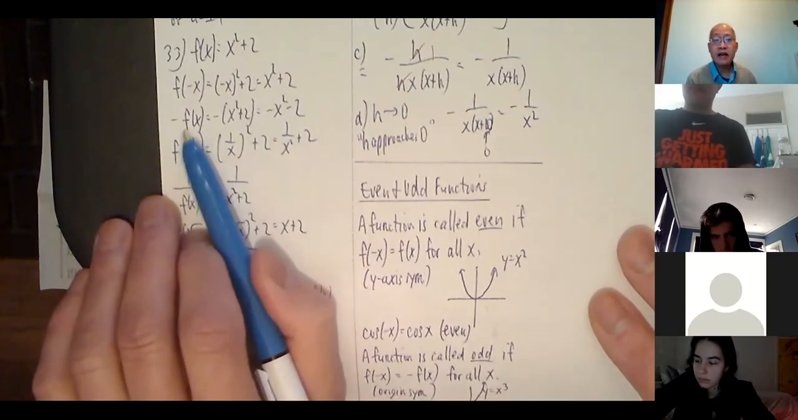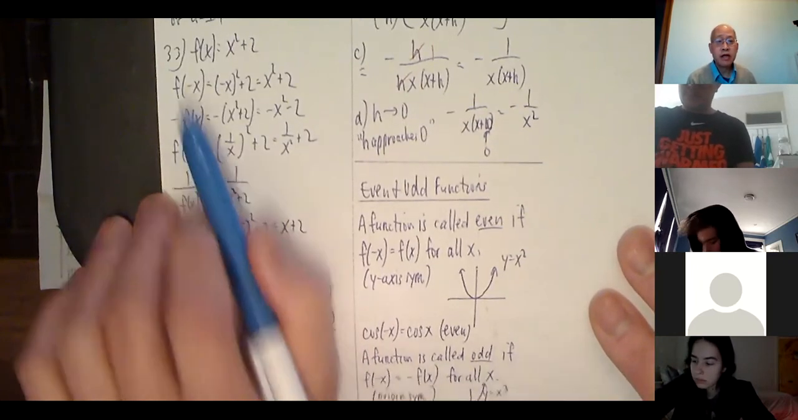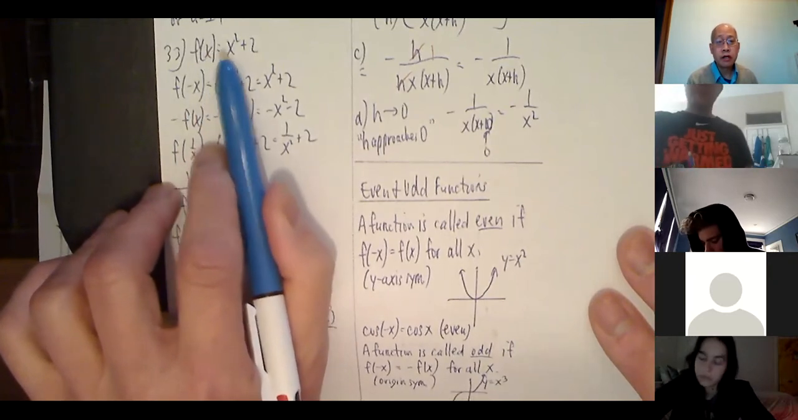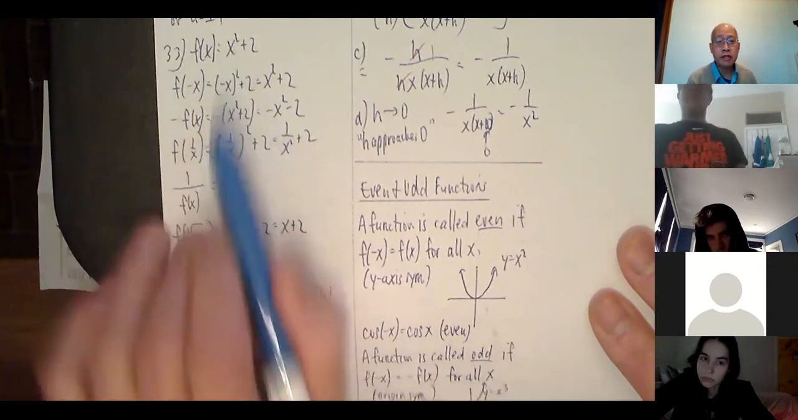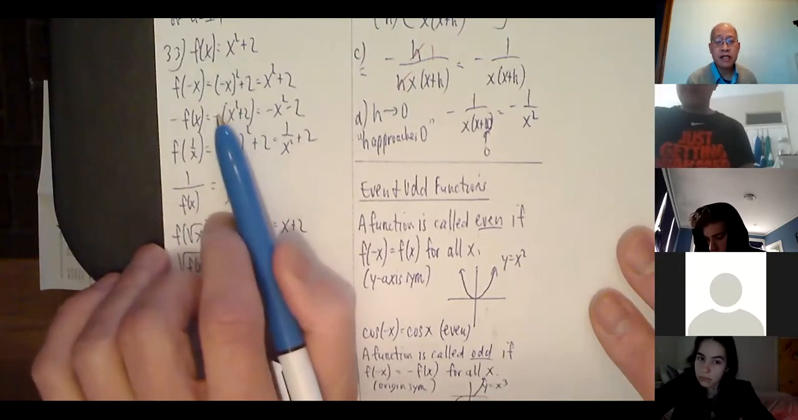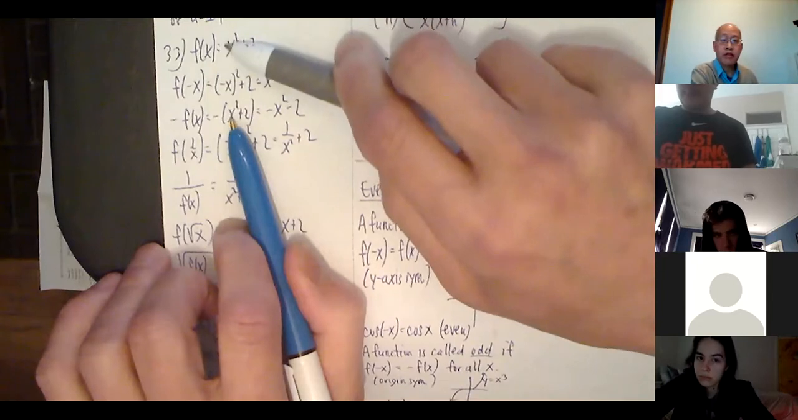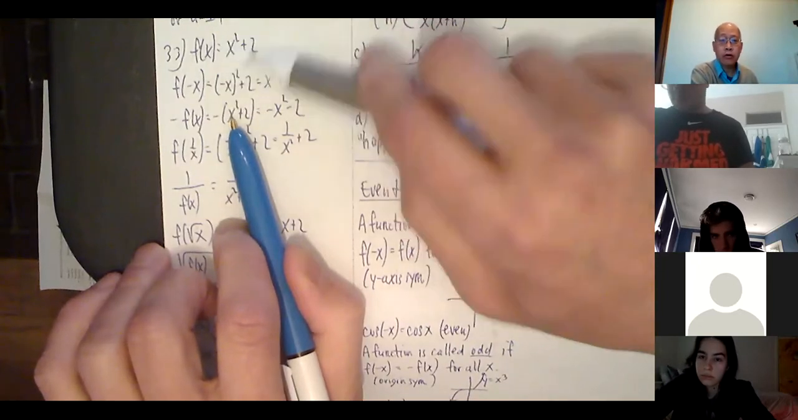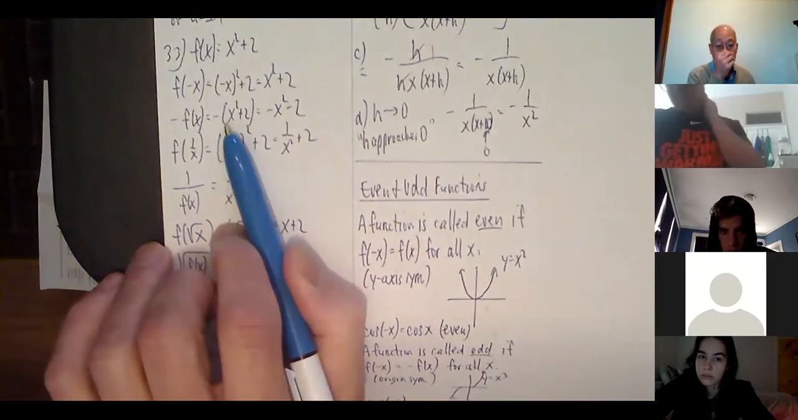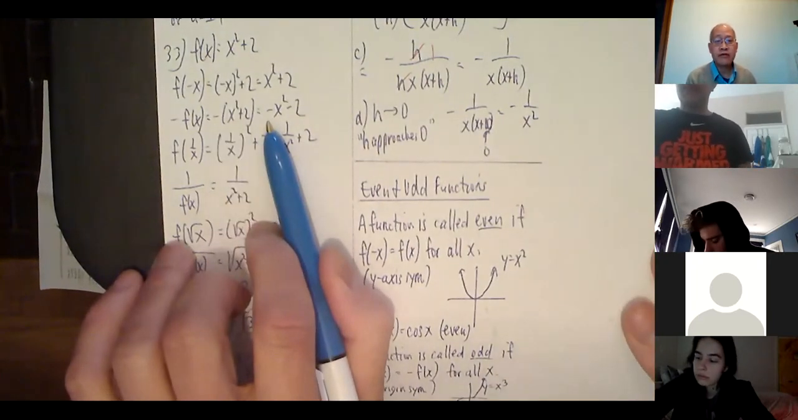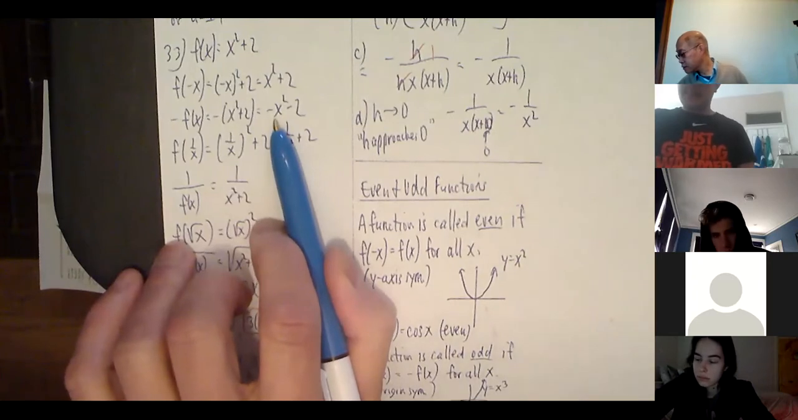Negative f of x just means this is f of x, right? So just give me the opposite of the original, but you do have to put it in parentheses. So it's negative parentheses x squared plus 2. In other words, don't just put the minus in front of here because it isn't negating the whole thing. It's the negative of the whole thing. And now the negative distributes, right? So negative, negative. So the final answer is negative x squared minus 2, like that.